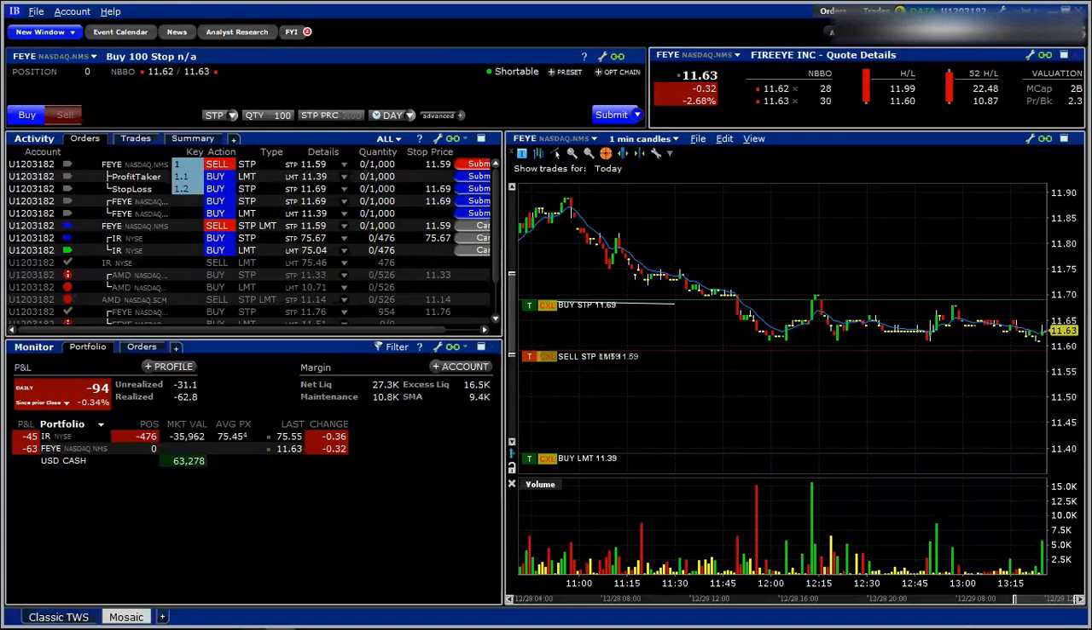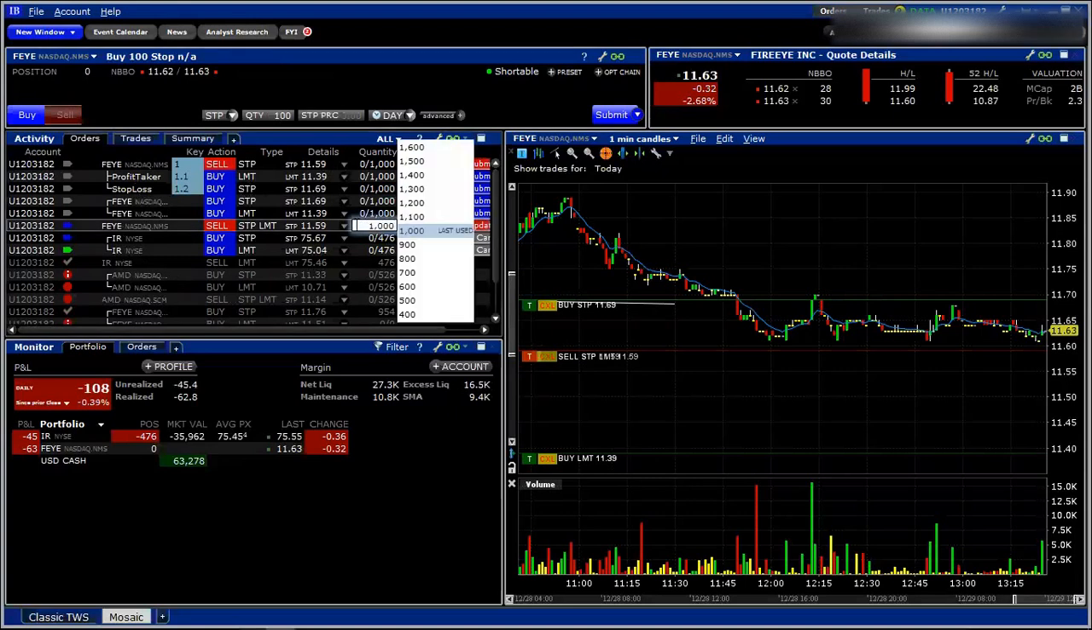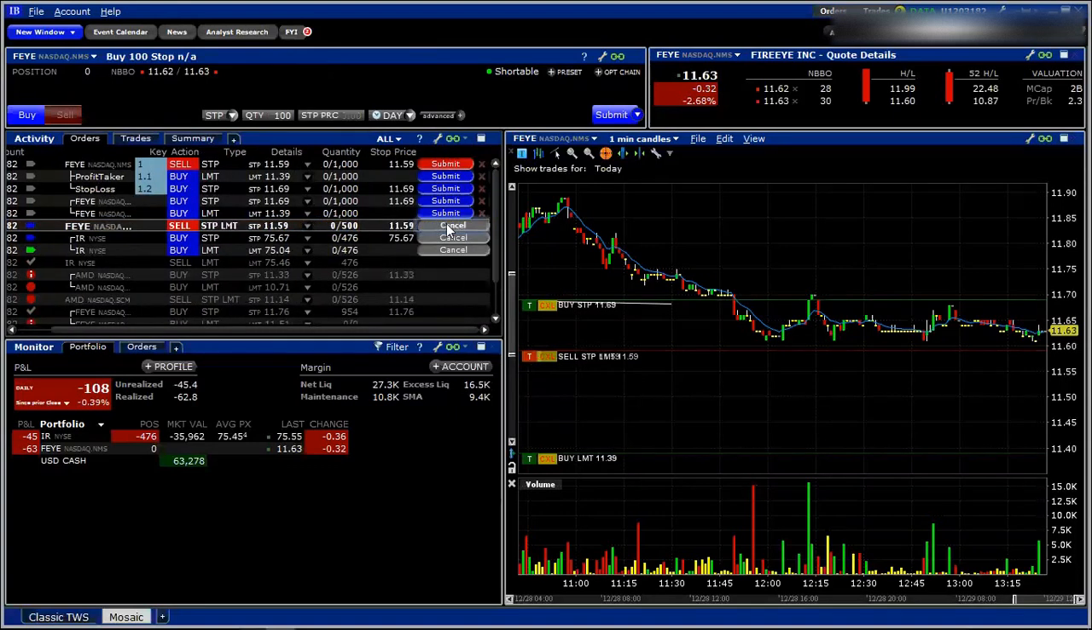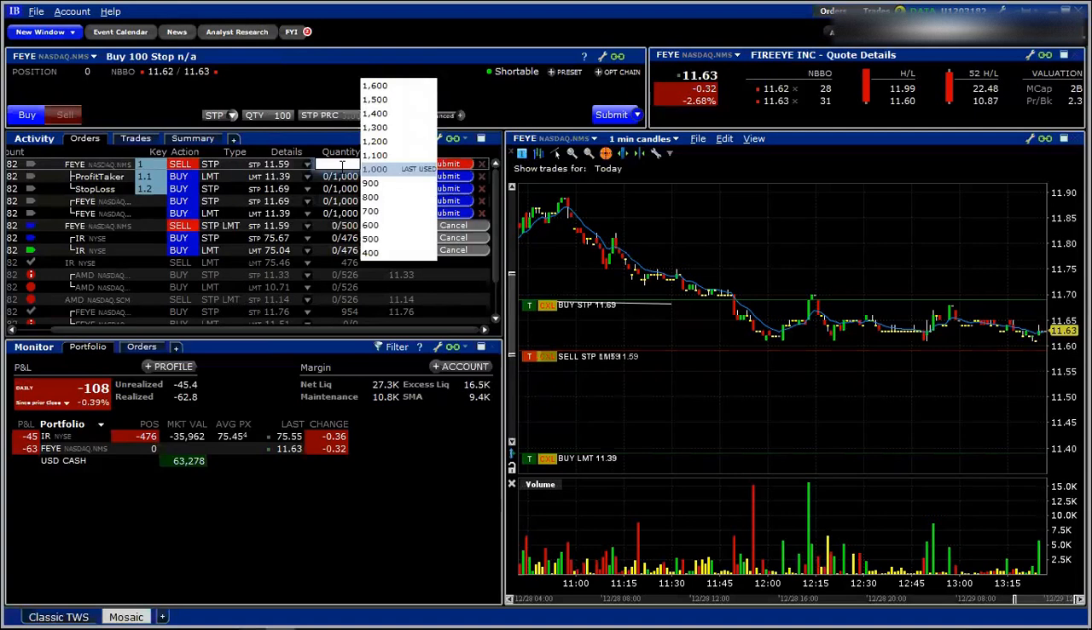I tell you what, why don't we do both of these so we can see how they're doing it. So here's how I can edit my order. I'm going to come down here and I'm going to change this one to 500 shares. That way it'll be half an R, and then I'm going to click that update. I'm going to do the same thing on this one up here, 500.